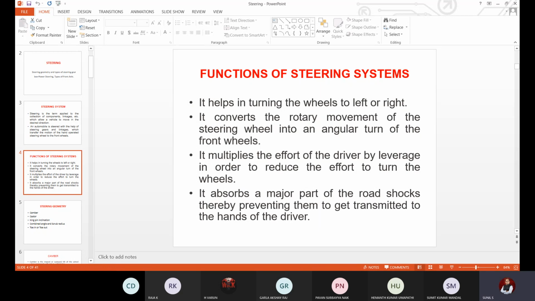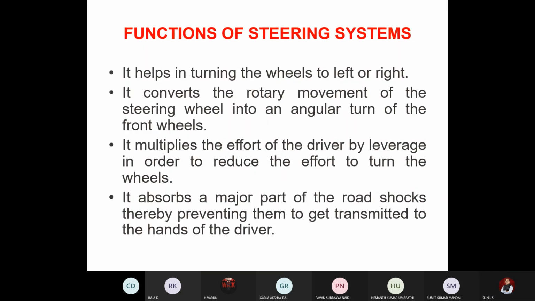Okay, so we'll move back. Functions of steering system. Point number 1, it helps in turning the wheels in the desired direction. So this is the first and foremost, the major function of the steering system. It converts the rotary movement of the steering wheel into angular turn of the front wheels. Any small rotary movement given to the steering wheel will be converted to the angular turn of the front wheels. It multiplies the driver effort many times. A small amount of turn given to the steering wheel will be multiplied many times, so that with a small effort, the required amount of turn can be taken.